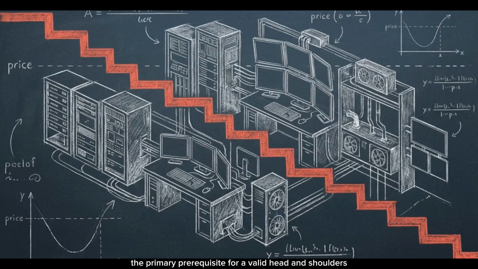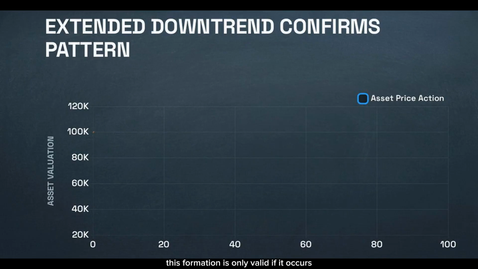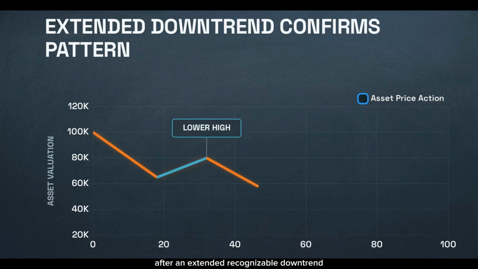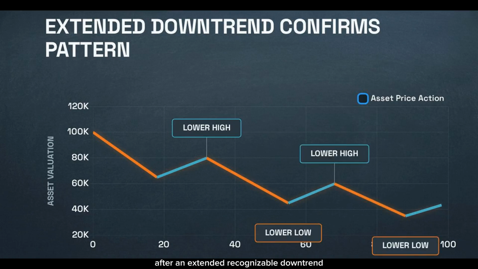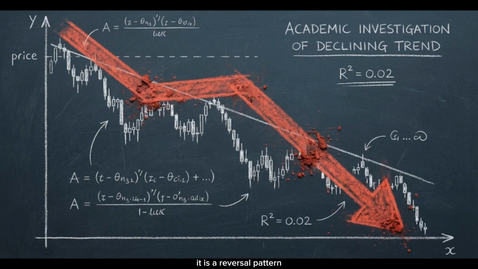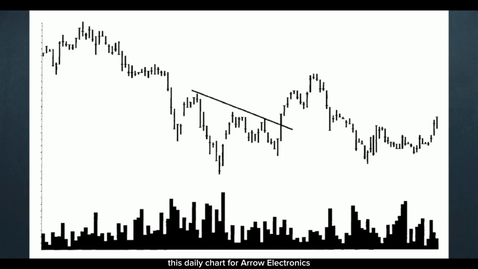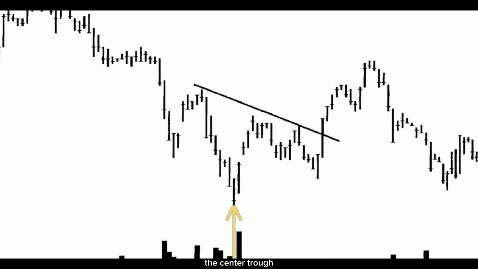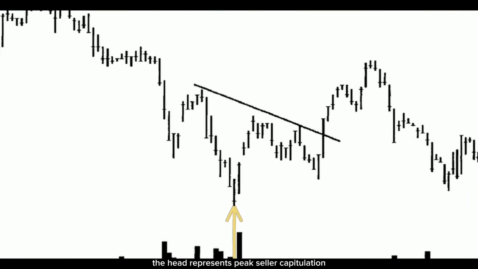The primary prerequisite for a valid head and shoulders bottom is its location. This formation is only valid if it occurs after an extended, recognizable downtrend. It is a reversal pattern, so there must be a prior trend to reverse. This daily chart for Arrow Electronics displays a completed formation. The center trough, the head, represents peak seller capitulation, pushing noticeably lower.